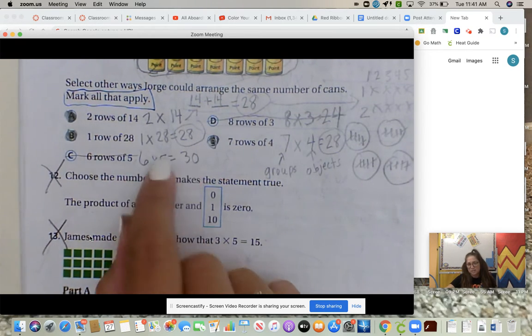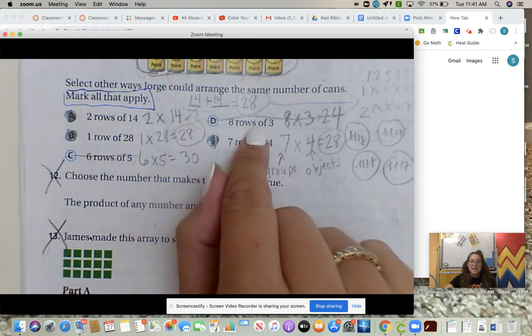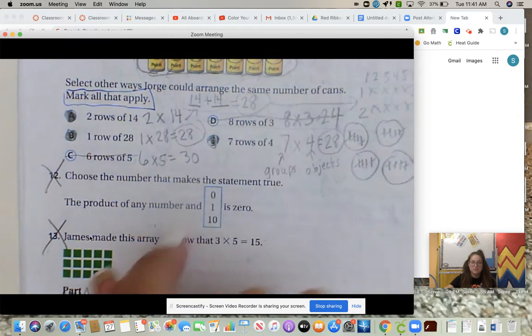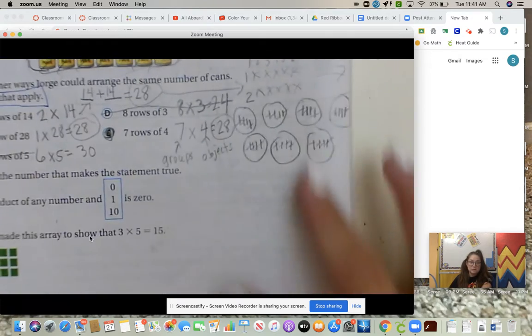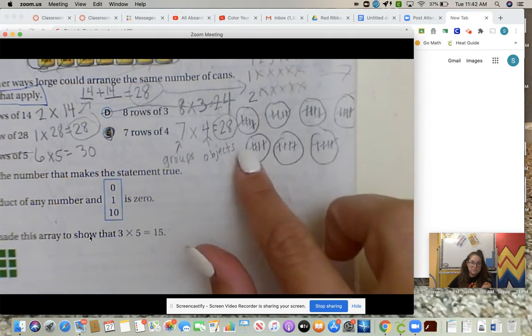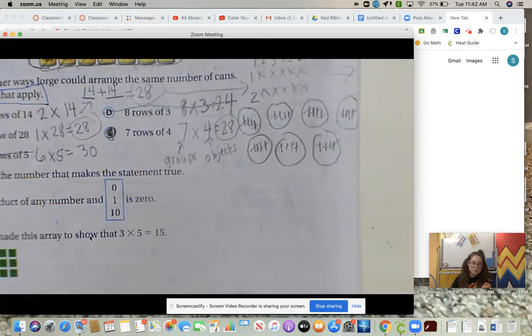6 times 5 is 30, so that's incorrect. 8 times 3 is 24, that's incorrect. But 7 times 4, I showed 7 groups, 1, 2, 3, 4, 5, 6, 7 of 4, and you get 28.